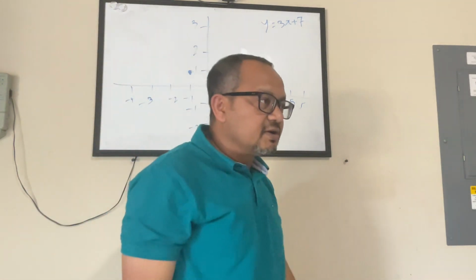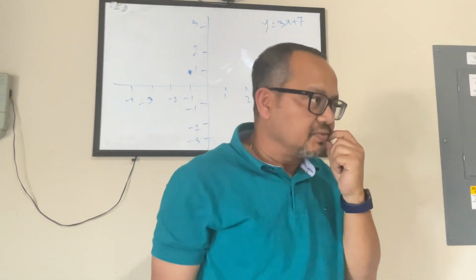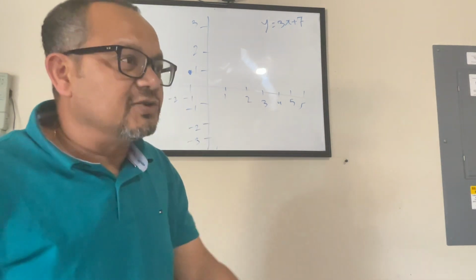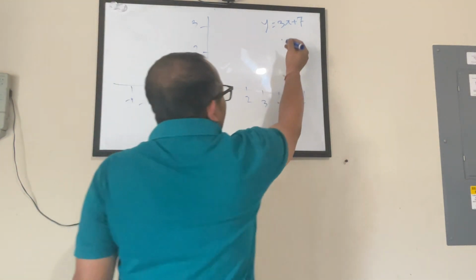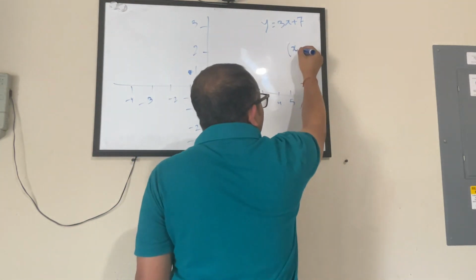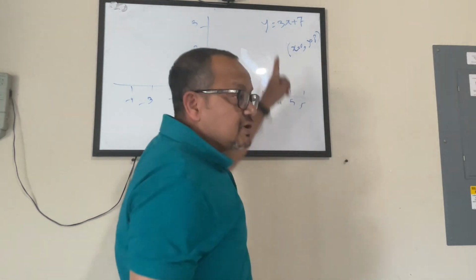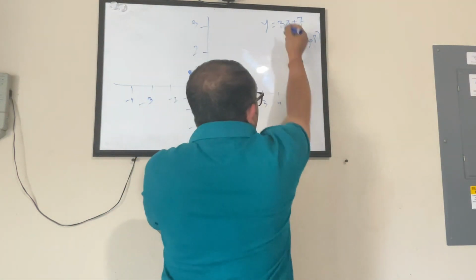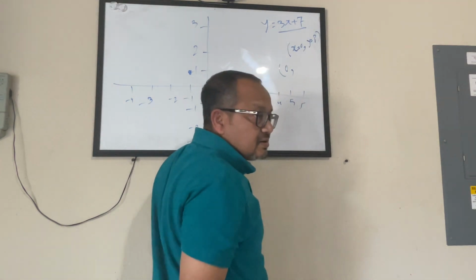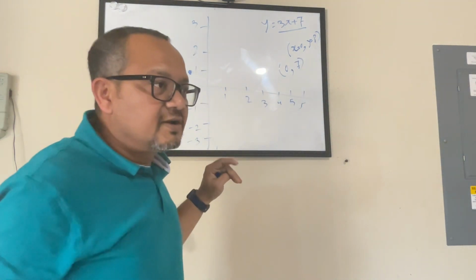What is the way we do it? You plug in an x value. And what is the easiest way to do it? 1, even 0. Yes, 0. Let's say, what is the value of y when x is 0? I am trying to find a point where x equals 0, and the value of y using this equation. If I put x equals 0, what is the value of y here? 3 into 0 plus 7. I got 1 point.